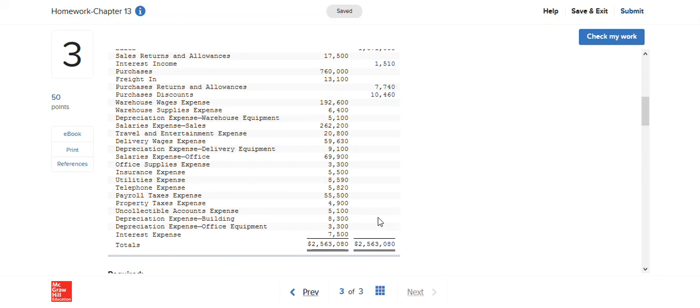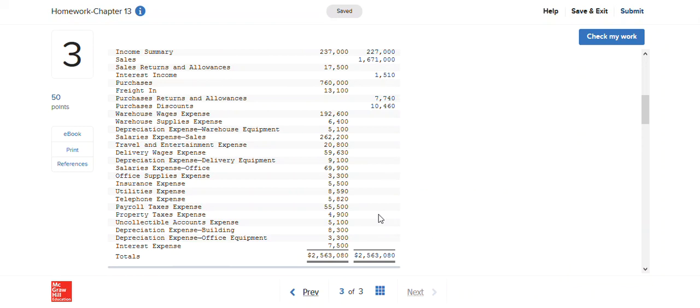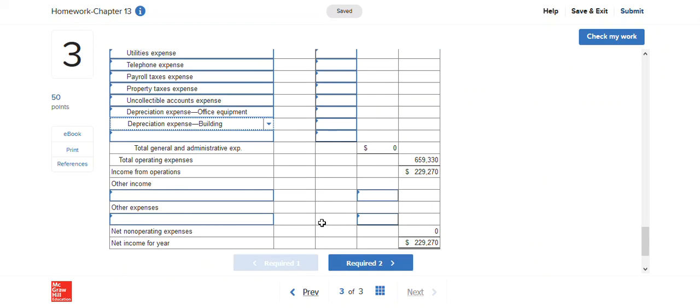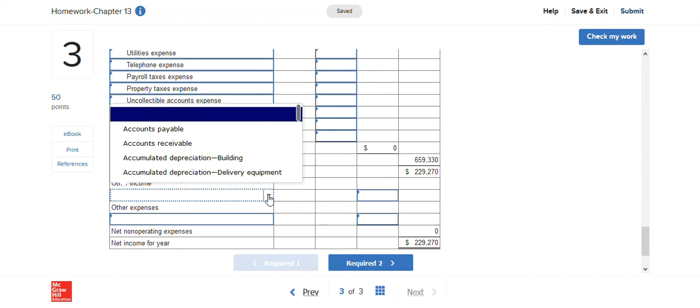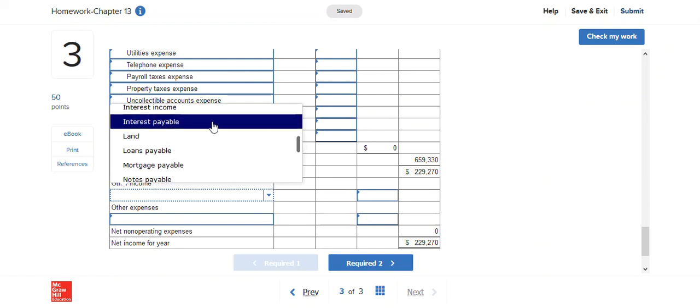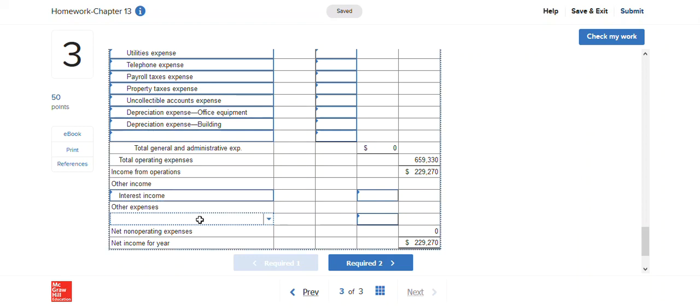And then we've got a couple of income items, an income item and an expense item that don't fit in really any category, and so they go at the bottom. So we've got an interest income here and an interest expense down here, and those go in that other category. So our other income would be interest income, and other expenses would be interest expense.